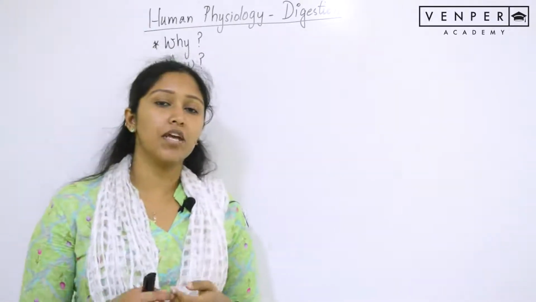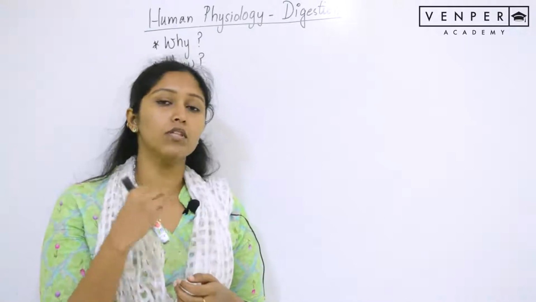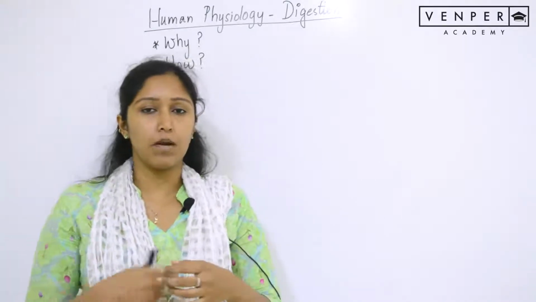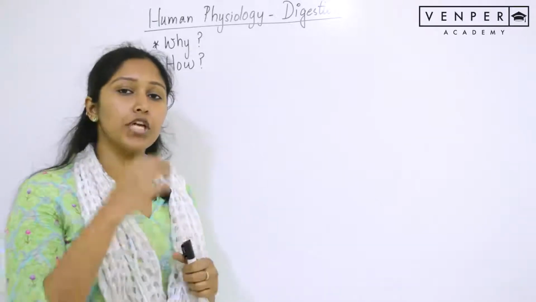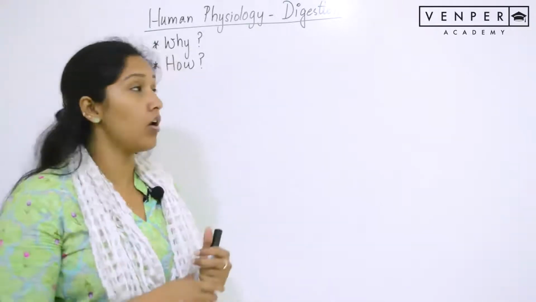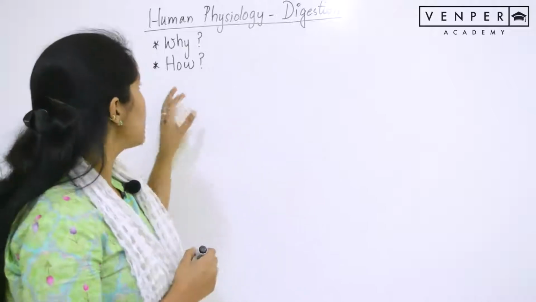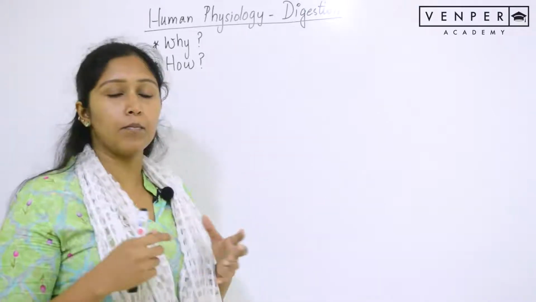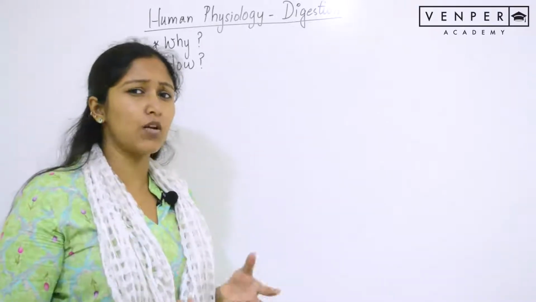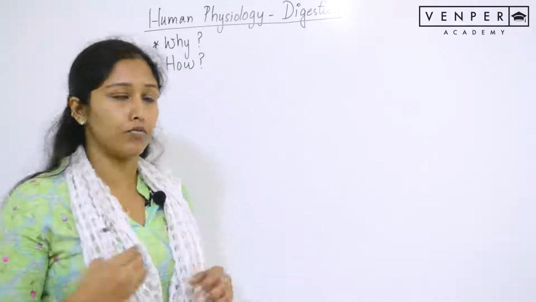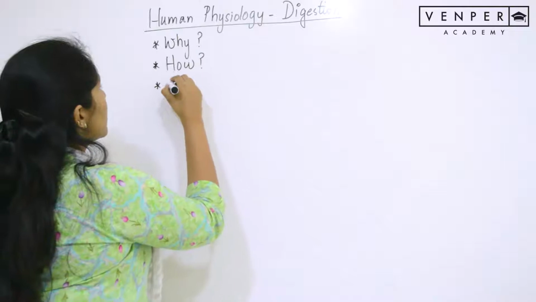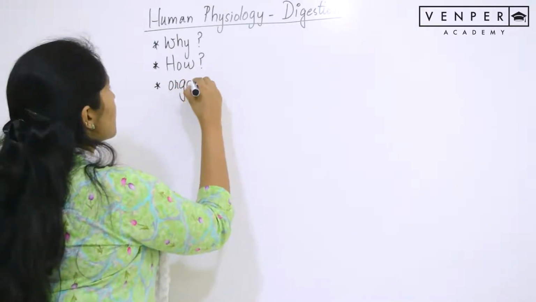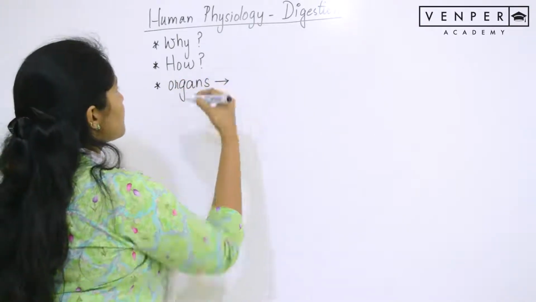For digestion there are various organs starting from the mouth until the anus, which is the last part in the body, and we also have various glands that are associated throughout this alimentary canal or the digestive tract, and we also have biomechanical processes that help in the movement of the food. So first let's look at the organs that are involved.